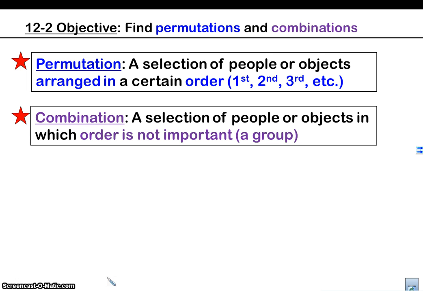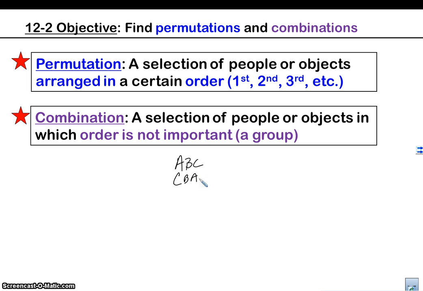Anyway, let's get into this, permutations and combinations. So a permutation is a selection of people or objects that's arranged in a certain order. Whenever you see first, second, third, or pitcher, catcher, first baseman, positions, arranging things on the shelf where you have to decide what's going to come first or second, that's when order matters. But if the order doesn't matter, if selection A, B, C is the same as C, B, A.